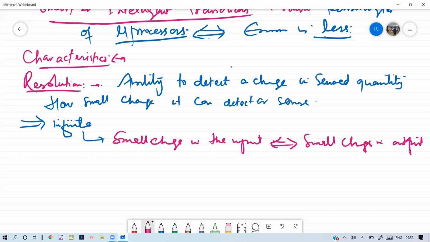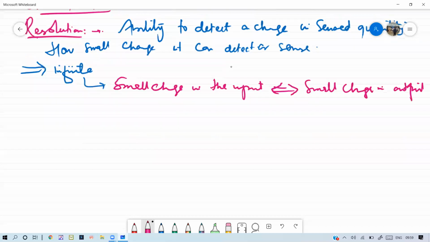Then we have, for example, two types of measuring devices in the lab. One is analog, one is digital.